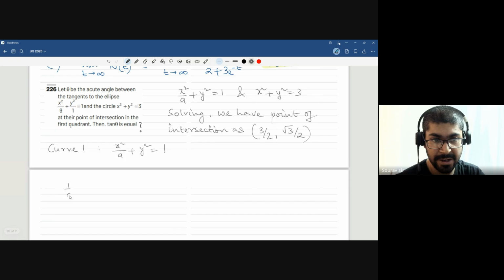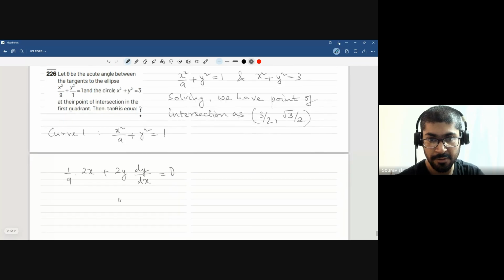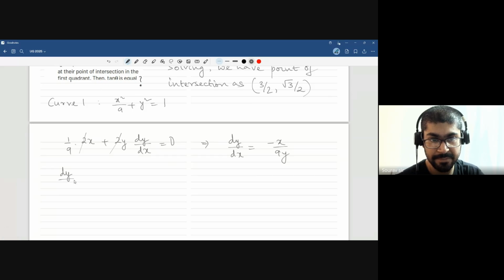So 1 by 9 into 2x plus 2y dy dx is equal to 0, which would mean dy dx is equal to, okay, 2 can get cancelled. So you'll get minus x by 9y, all right, dy dx at 3 by 2 comma root 3 by 2. You can just put the values. If you put the values, you will get minus 1 by 3 root 3.